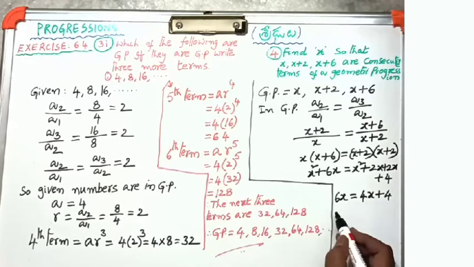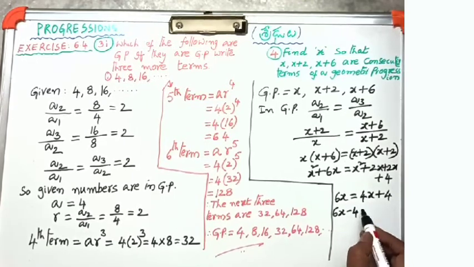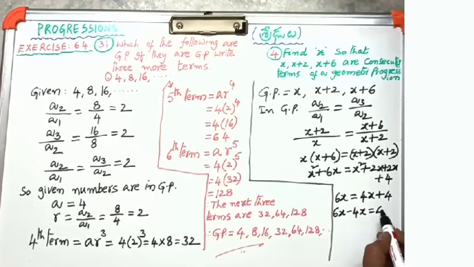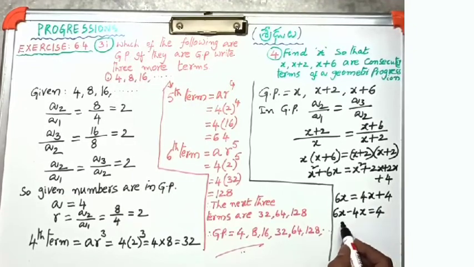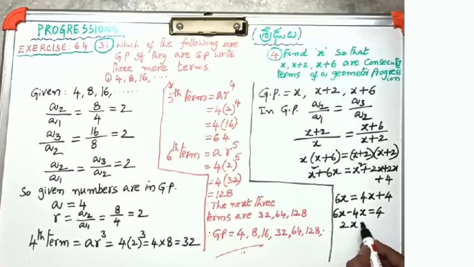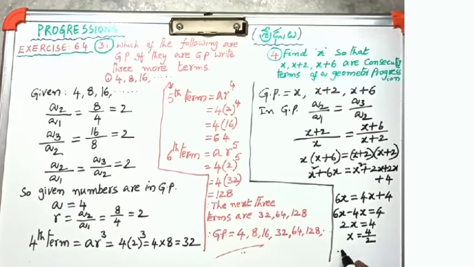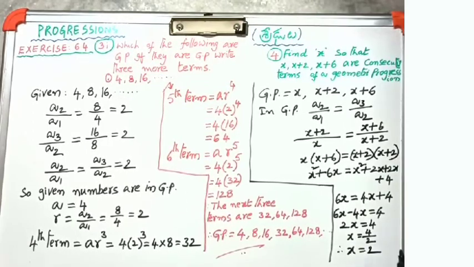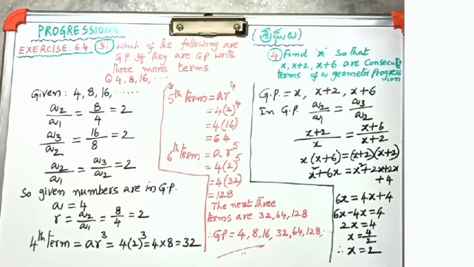Now bring this 4x to this side. So 6x minus 4x is equal to 4. So 6x minus 4x is 2x, that equals 4. So x is equal to 4 by 2. Therefore x is equal to 2. In this way you find x value. Okay, thank you.